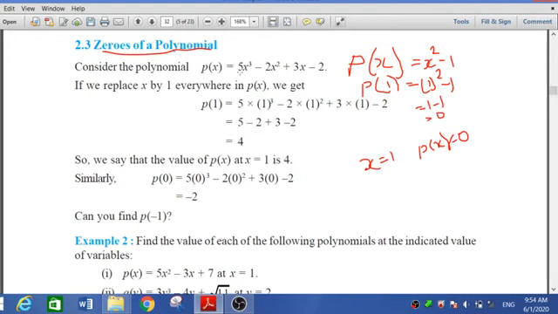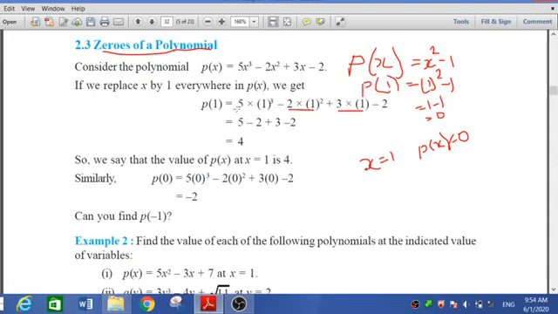Now one example is given here. P of x equal to 5x cube minus 2x square plus 3x minus 2. Now if we replace x equal to 1, so 1 cube is 1. So 5 into 1, that is 5. 1 square is 1, again 5. Minus 2 into 1, minus 2. Plus 3.